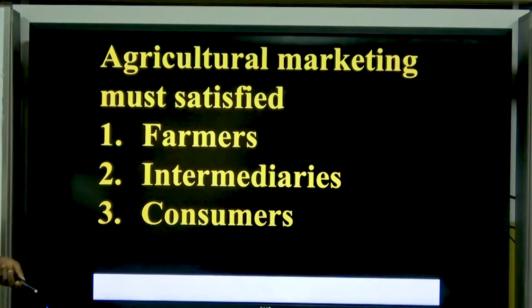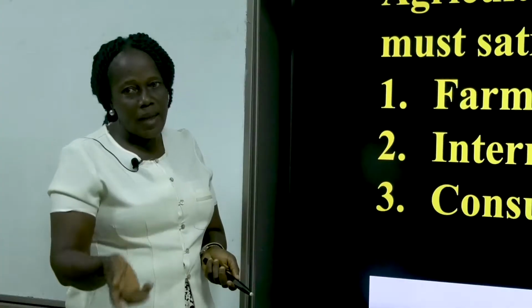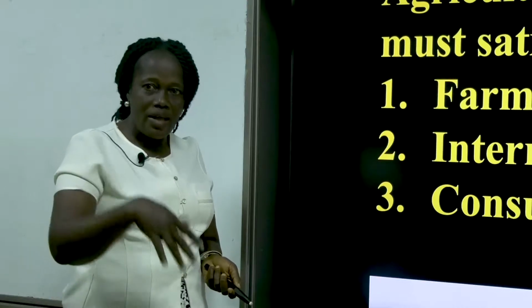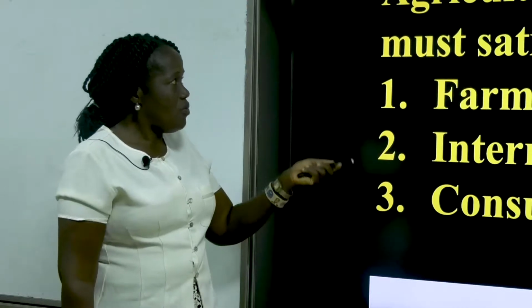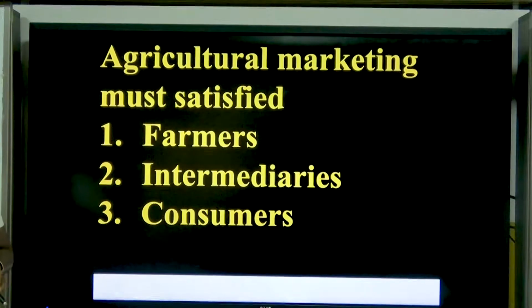The second one is the intermediaries. Who are the intermediaries? They are the market women. They are the middlemen or middle women, as the case might be. Then we go to the point of production. They will purchase or buy all this produce. They will take it to the market. The consumer will come and buy from the market. We will say that marketing has taken place when they are satisfied also.